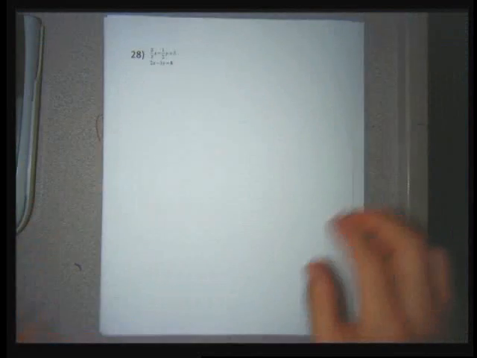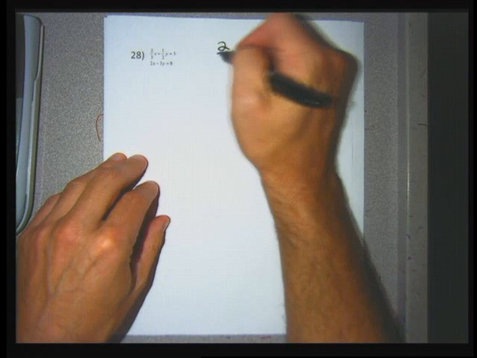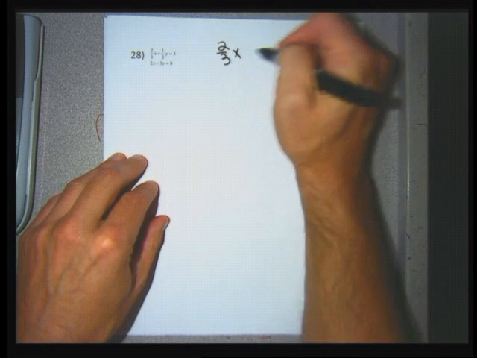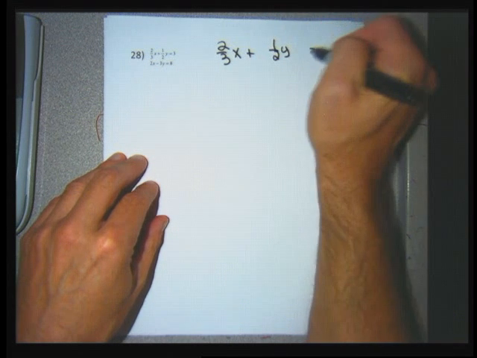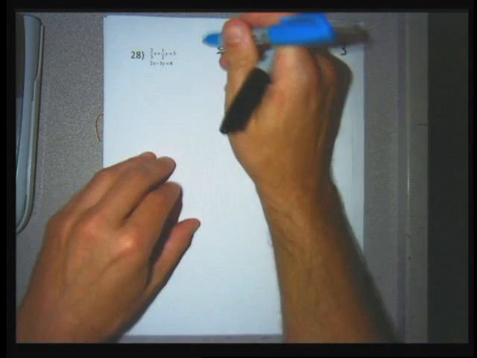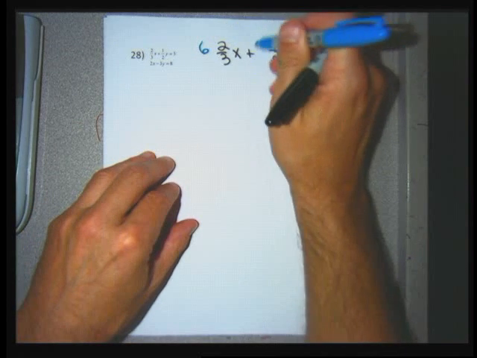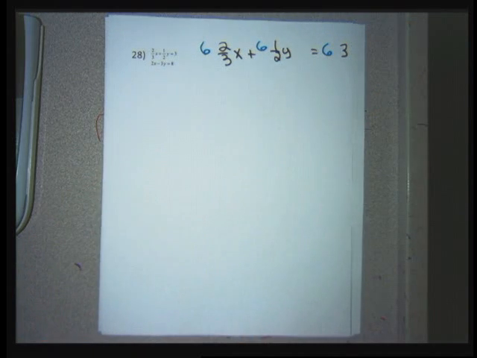For problems 28 and 30, it would be very hard to use the elimination method because of the initial equation that has fractions. In problem 28, the top equation has a fraction, and I don't care to do algebra with it. I'm going to get rid of the fraction by multiplying everything in the top equation by 6.